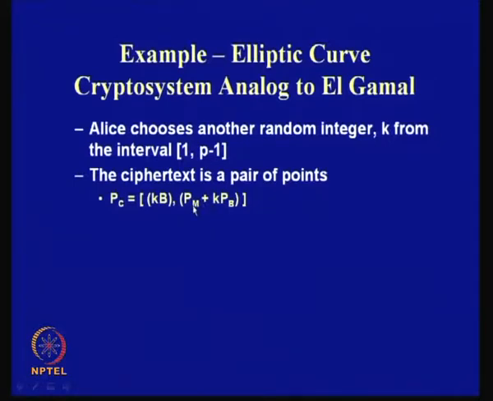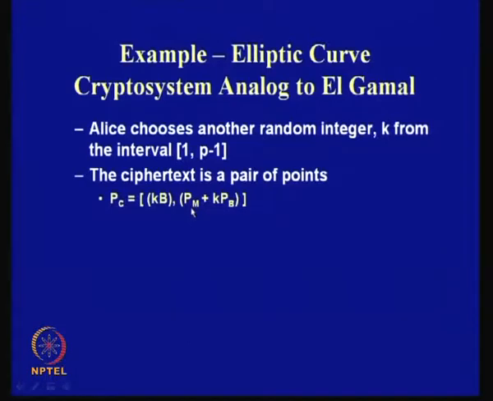So, this Pm is the encoded thing, that is, we have taken the message m and encoded it onto the elliptic curve, and it becomes Pm. Pm is again a point, that is, a pair x comma y, a Cartesian point. Now I want to generate the ciphertext.